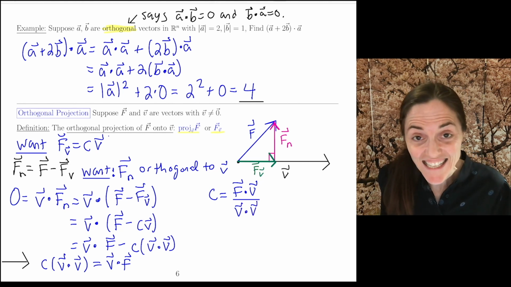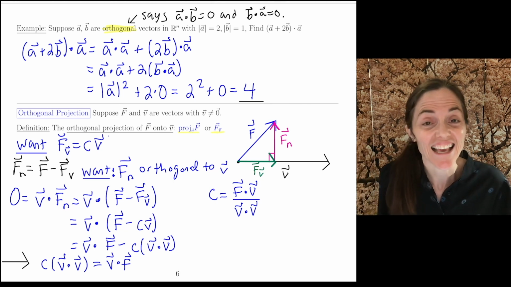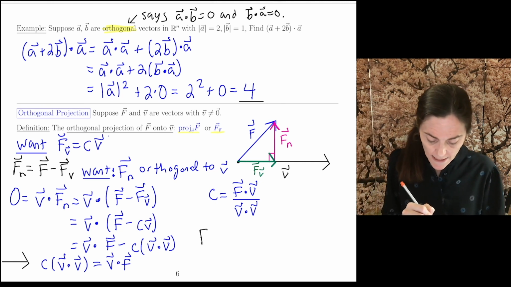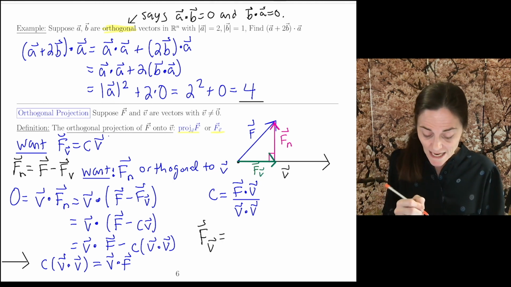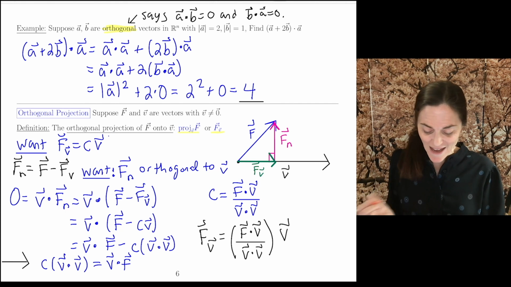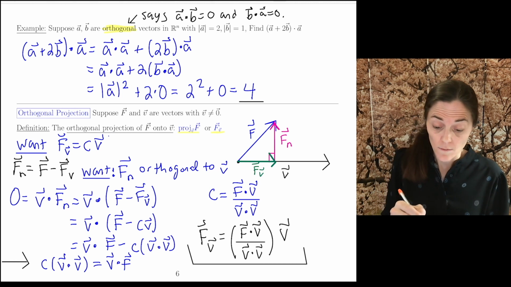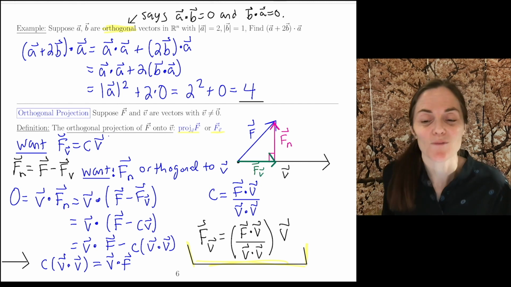Look how fantastic that is. Given F, given V, can you find the projection? Like I said, yes, we can. Here's the C. So the projection, F sub V, I'll write this in black and put a box around it. We take this constant and multiply by V. This is the orthogonal projection. We will add some highlighter to this. This is what you can put stars on in your notes. This is the formula that we use.